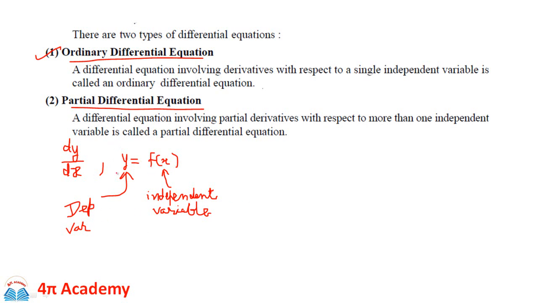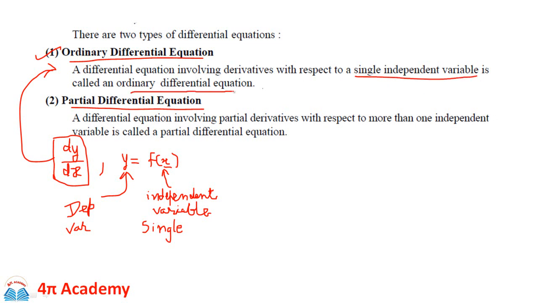Now if this y is a function of only a single independent variable, such as only x, as shown in this example, then this differential equation, dy by dx, is called an ordinary differential equation. So the definition of an ordinary differential equation is: a differential equation involving derivatives with respect to a single independent variable is called an ordinary differential equation.